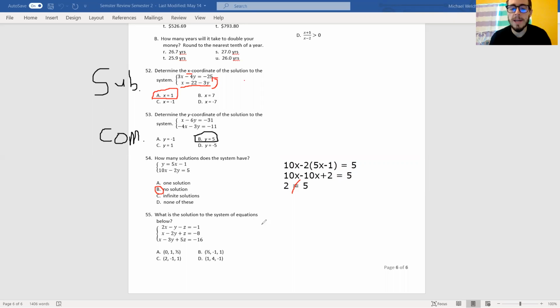For 55, remember, you're going to make your matrix, plug in your values, and yeah, it's all good.